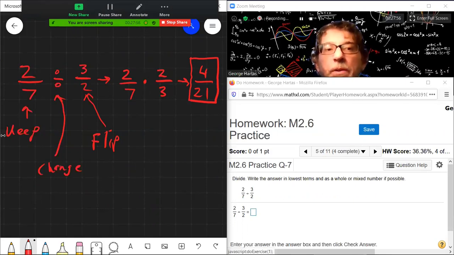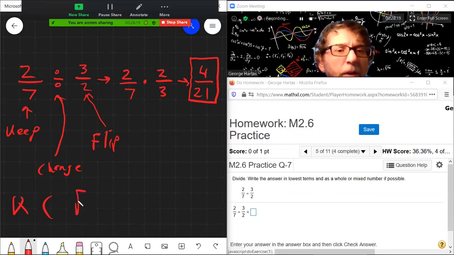So you want to keep this verbiage in mind. Keep, change, flip. You're going to hear me and other instructors talk about keep, change, flip. This is what we're talking about. This is the process. So if it helps you, think of K, C, F. KCF. Not KFC, by the way. I'm not talking about chicken.